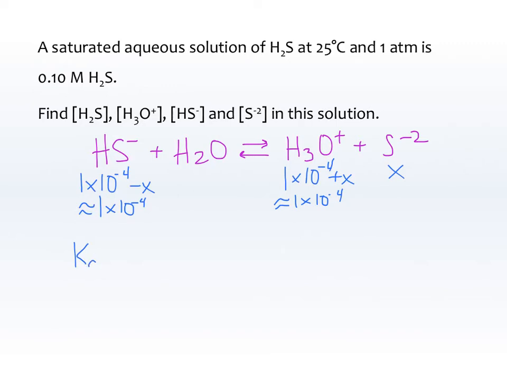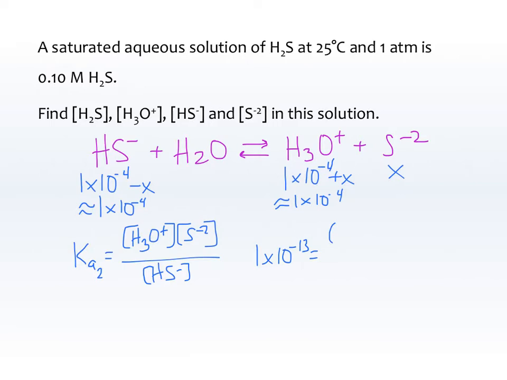So now we're looking at Ka2. So Ka2, which I got off of my chart, is 1 times 10 to the negative 13. And this is going to be equal to 1 times 10 to the negative 4 times x divided by 1 times 10 to the negative 4. And hopefully you're seeing that you're going to have these guys cancel. So you end up with, wait, hold on, let's try that nicer. You end up with this is equal to x. 1 times 10 to the negative 13 is x. And in this case, x is equal to the concentration of S minus 2.